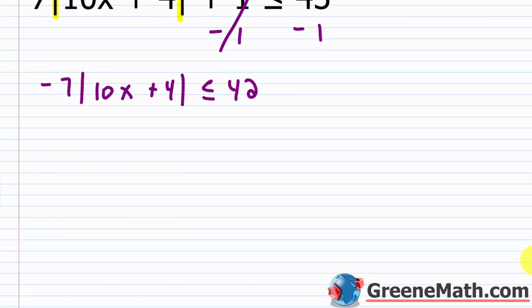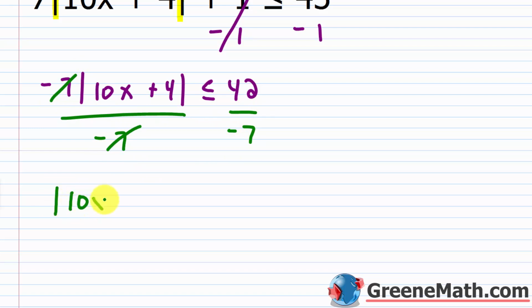All right, let's get some room going. So now I'm going to divide both sides of the inequality by negative 7. This cancels. I'm going to have the absolute value of 10x plus 4. Now I divided by a negative, so this has got to get flipped. So it's going to become a greater than or equal to 42 over negative 7 is negative 6.